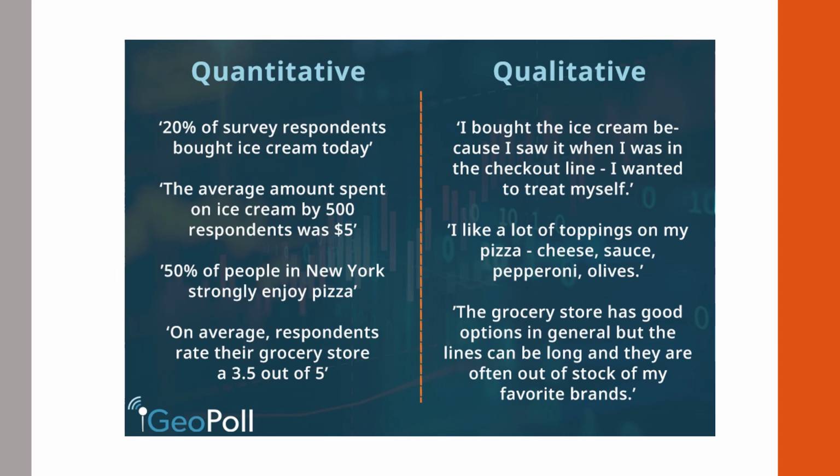Lastly, in grocery. On average, respondents rate their grocery stores 3.5 out of 5. Meanwhile, in qualitative: the grocery store has good options in general, but the lines can be long and they are often out of stock of many of my favorite brands. So, here you can see the great difference between the quantitative and qualitative data based on their appearances and how they were presented and discussed.